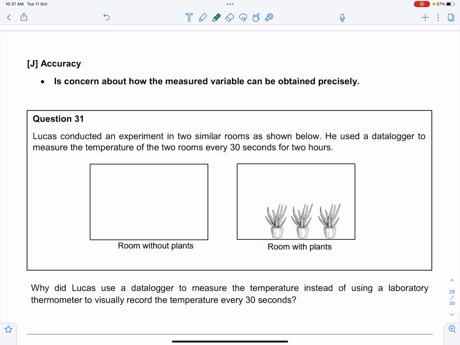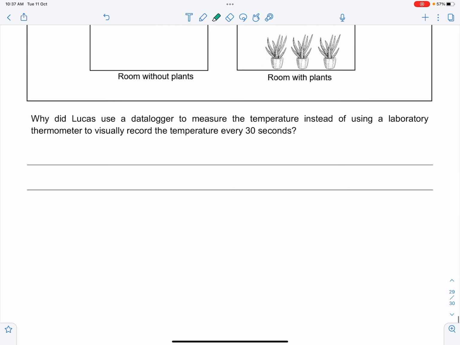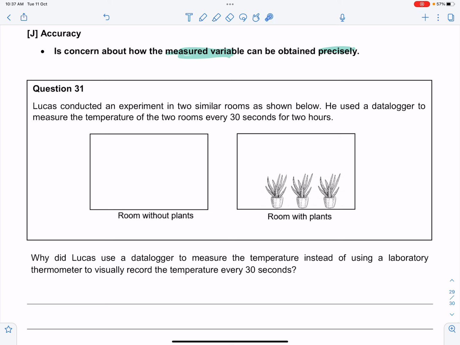Last but not least, we have arrived at a very, very important topic. So we've covered fair test, we've covered reliability. Now we're finally at accuracy. So accuracy is about the measured variable obtained precisely. Now, let's take a look at this. Lucas conducted an experiment in two similar rooms as shown. He used a data logger to measure the temperature of the two rooms every 30 seconds for 2 hours.